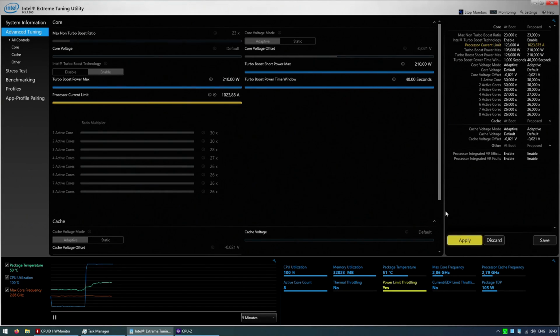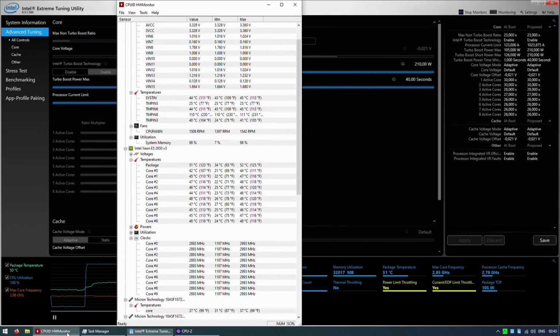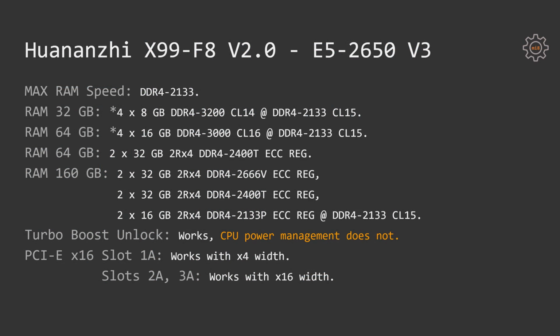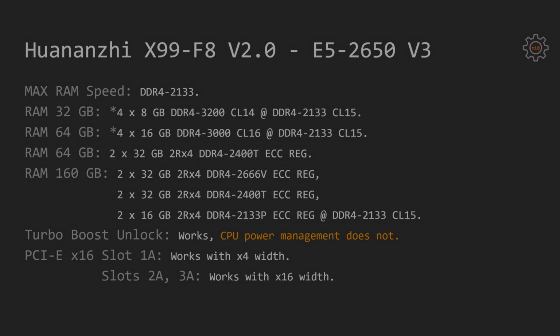That's why under heavy Prime 95 load, CPU is downclocking itself to 2.8-2.9 GHz, but in games which are not 100% utilizing the CPU, the frequency is staying at around 3 GHz all the time. PCI Express X16 slots are working exactly the same as with the Xeon E5-1650 V3. We have two X16 slots and the last one is working as X4 slot.